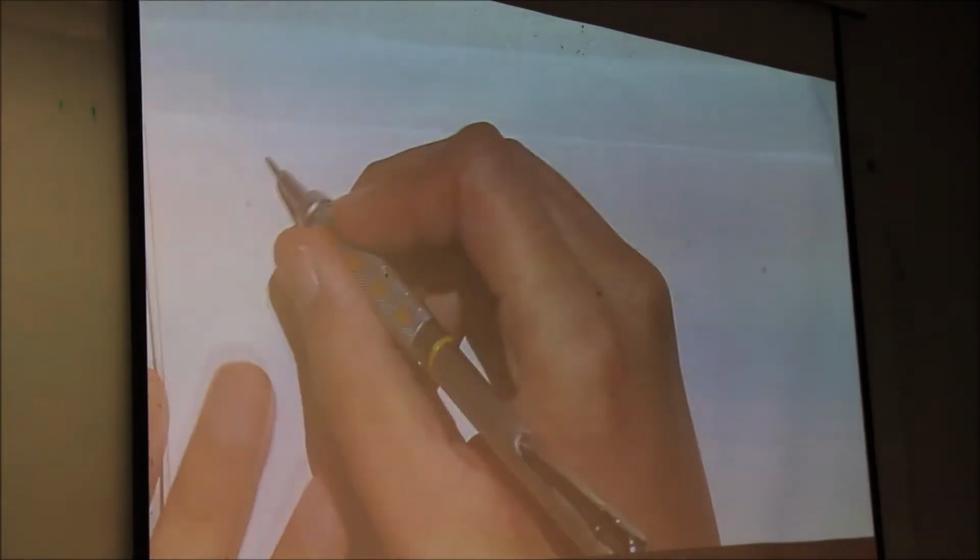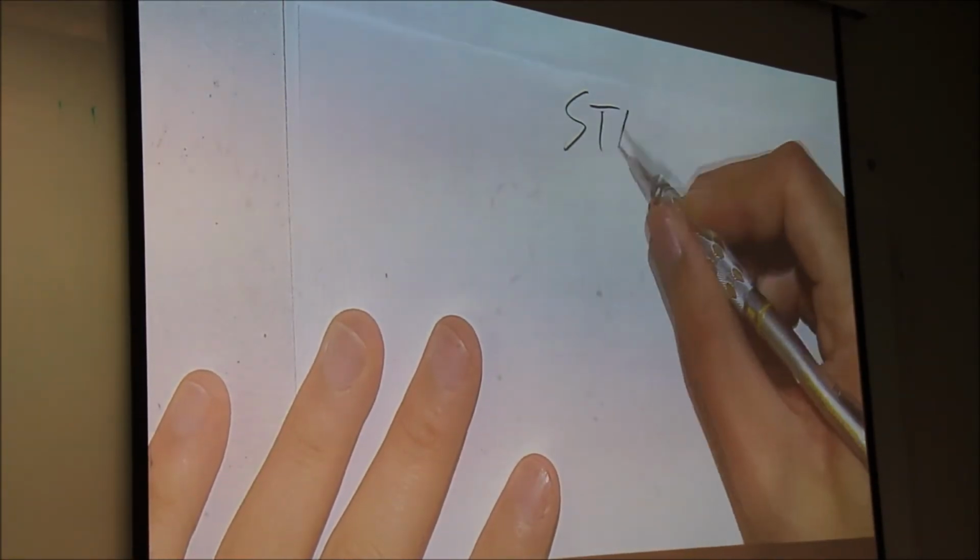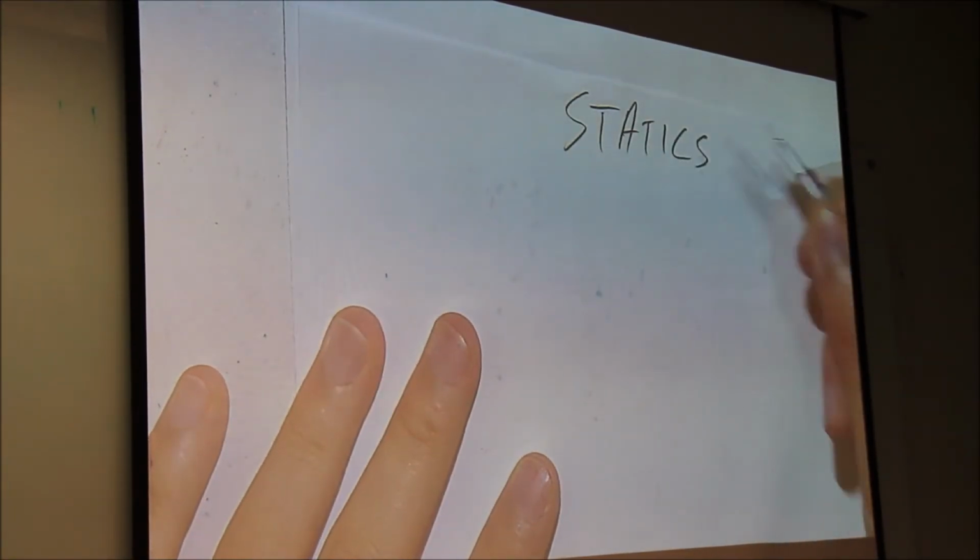This is a do-over. Hi everyone. This is statics. We're here to learn about statics. So what is statics? Well, static means it doesn't move, right?